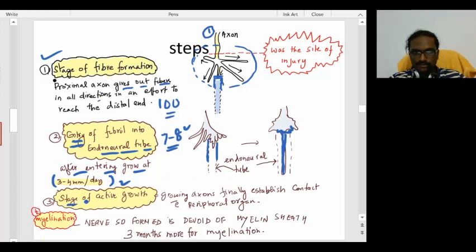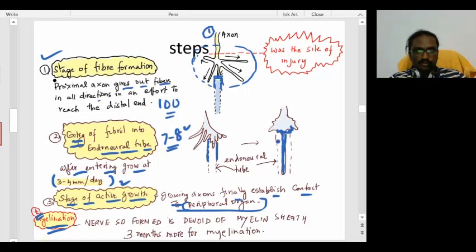In the third stage, what you find is active growth. Stage of active growth, where the growing axon finally establishes contact with the peripheral organ. So that is the third stage. This is comparatively easy to understand and easy to draw. And finally, the final stage will be myelination. Once the axon is finished forming, now it has to have the functional capacity to carry an action potential. For this you need myelination.